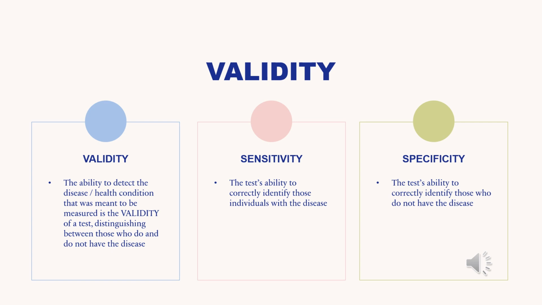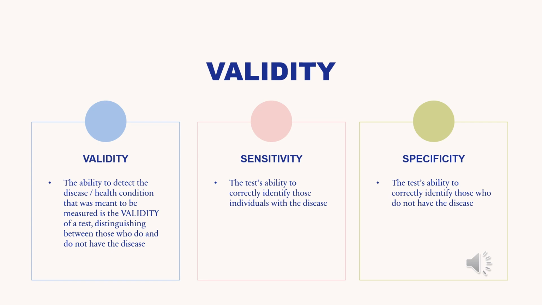So validity, sensitivity, and specificity all go hand in hand. Sensitivity and specificity are subcategories of validity. Validity is the ability to detect the disease that was meant to be measured, distinguishing between those who do and do not have the disease. So a valid test has the ability to detect the disease that it is meant to measure.